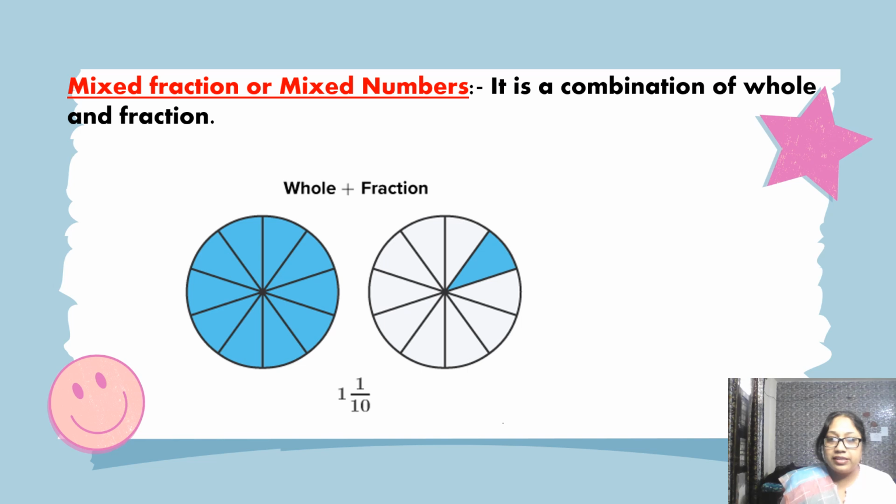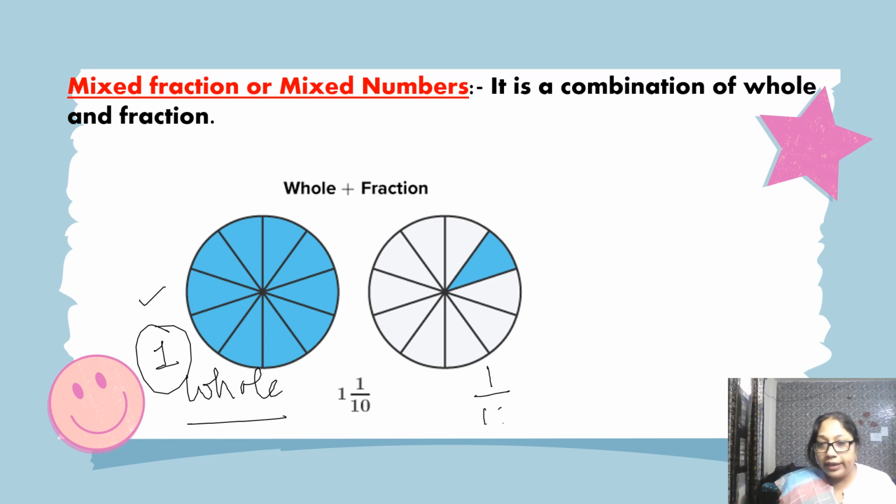Example, we can see in the first circle we have 10 parts. All 10 parts are shaded. That means the whole is shaded. Whole, that means 1. In the other circle, out of 10 parts, 1 is shaded. It's representing 1 upon 10. So the total shaded part is 1 whole 1 upon 10.